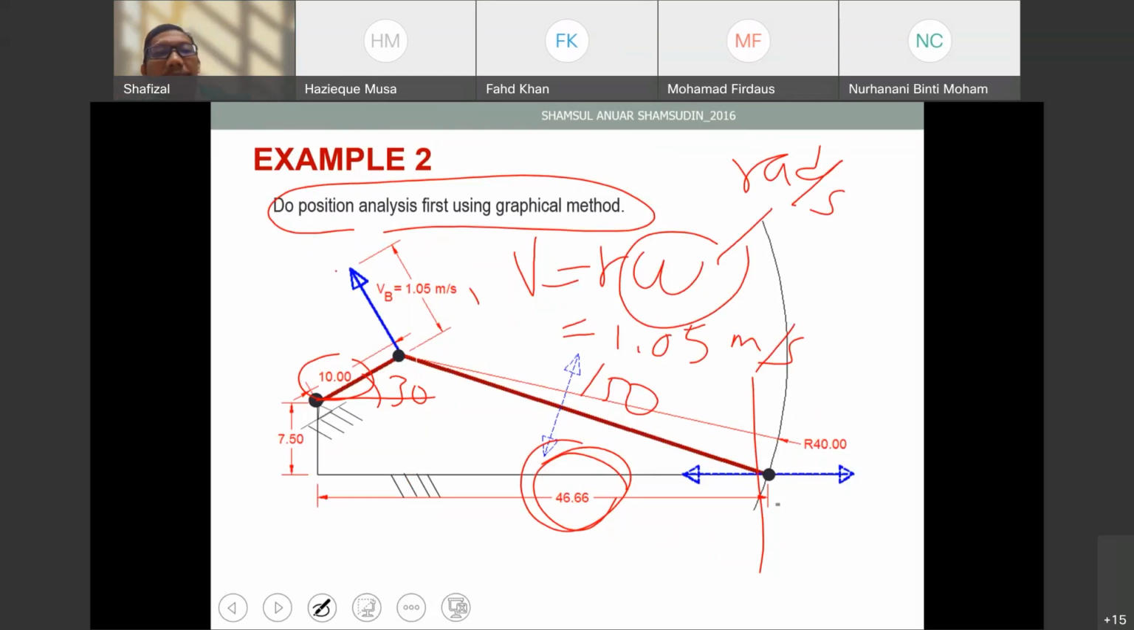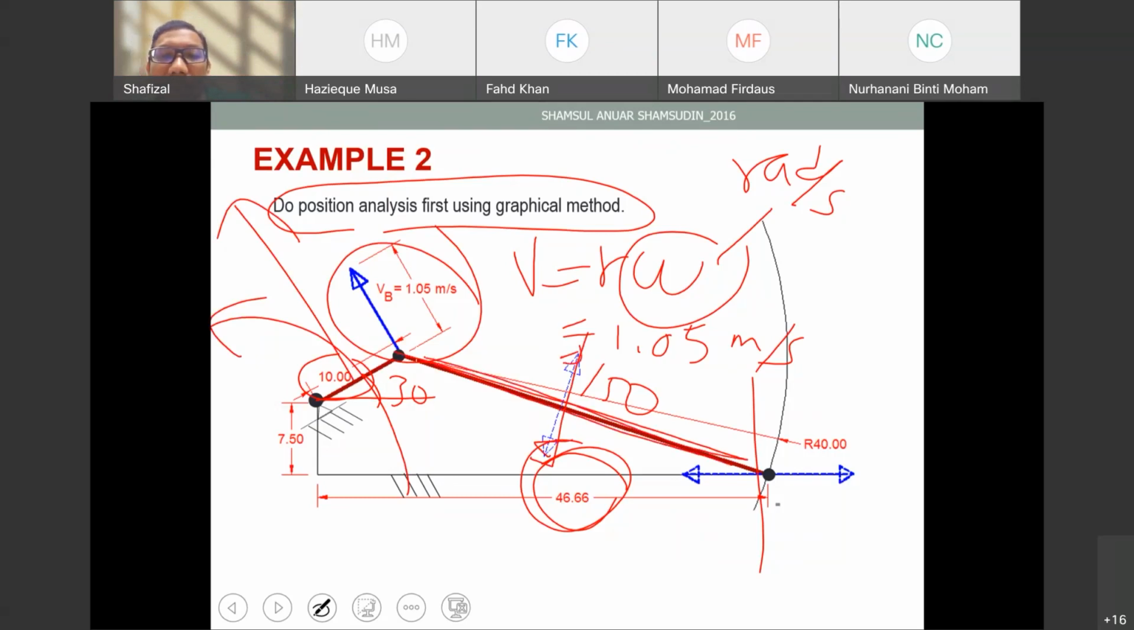You get the velocity of point B. Because this is counterclockwise, the direction should be going that way. Then you have to draw the vectors. Remember, this should be perpendicular to the link, right? It must be 90 degrees to the link.